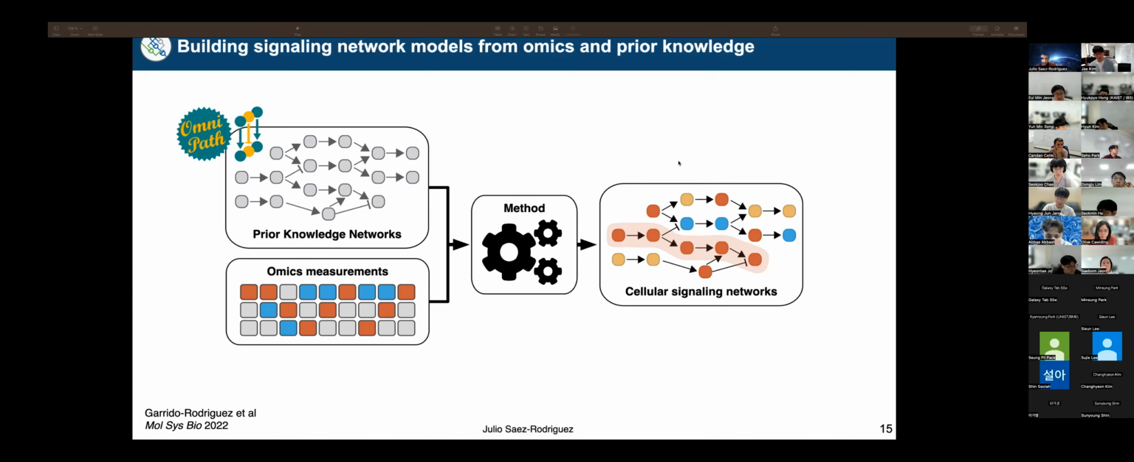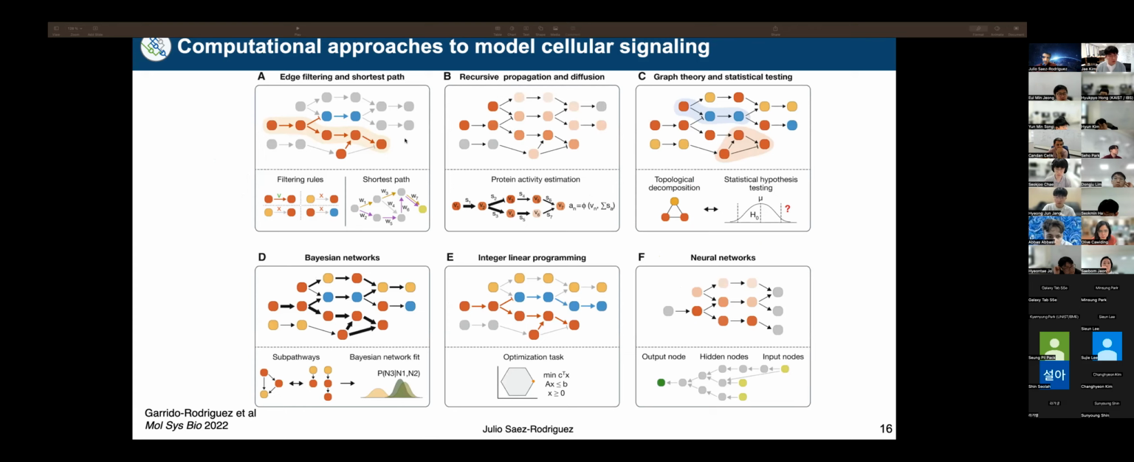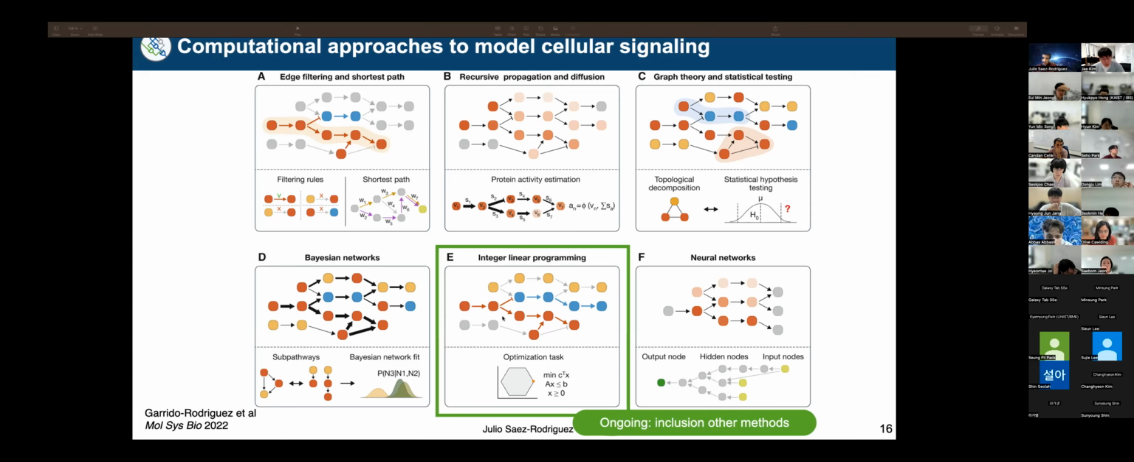There are many algorithms to do this type of analysis. You can start from graph theory features like shortest path, diffusion methods, other more advanced graph theory methods, Bayesian networks, neural networks. And we in particular have focused in the last years on using integer linear programming, as a simple but very efficient way to reconstruct causal paths in networks from omics data. I like to say we are in the process of expanding our workflow, or our framework, to include some of the other algorithms. But for now, what I will show you is based on the use of integer linear programming.